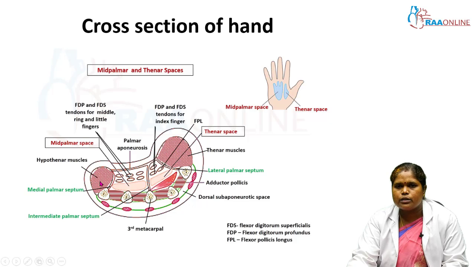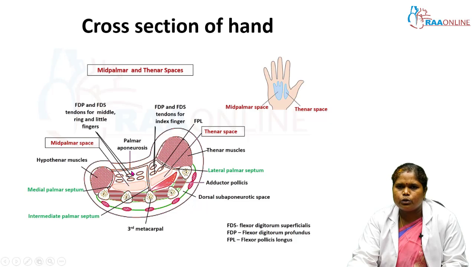So by looking at these two, we can identify this is the lateral aspect and this is the medial aspect. Now, coming through the layers from superficial to deep, the first layer we saw is the skin and superficial fascia, and below that is the deep fascia of the palm, that is the palmar aponeurosis. Once we cut the palmar aponeurosis, next we see the long flexor tendons.